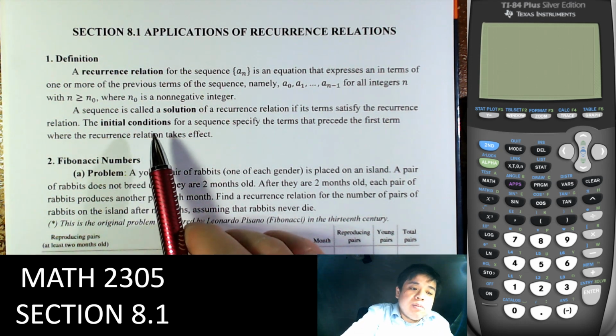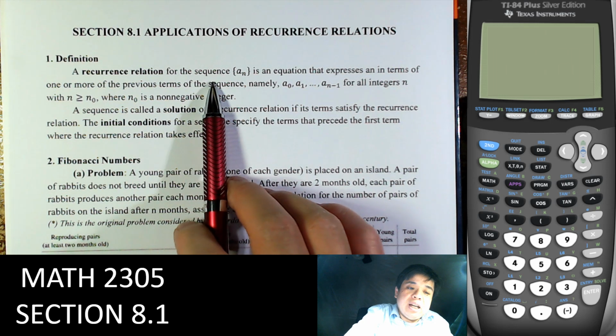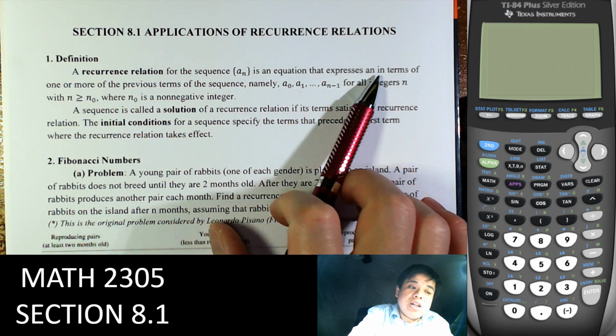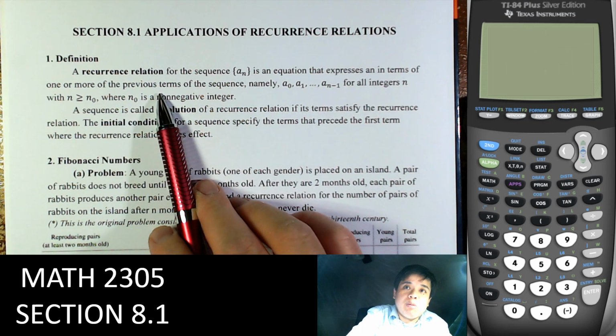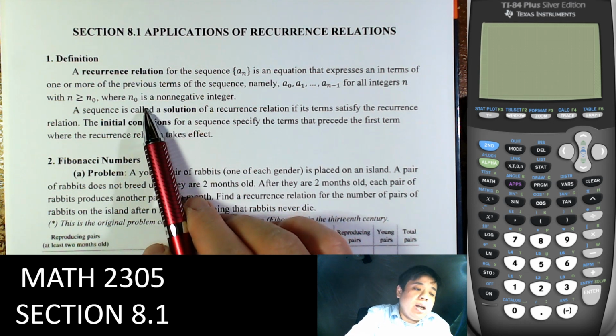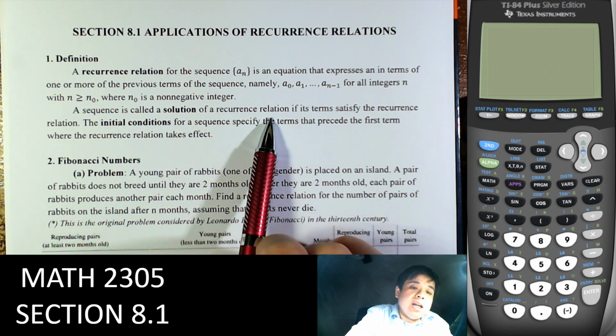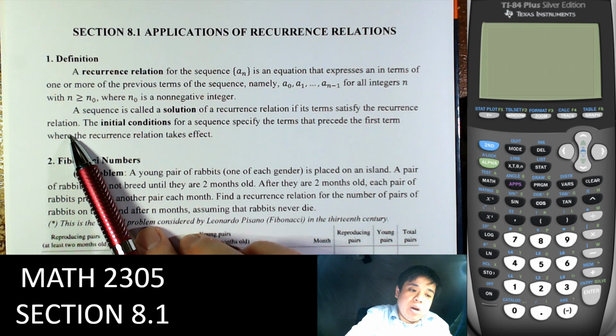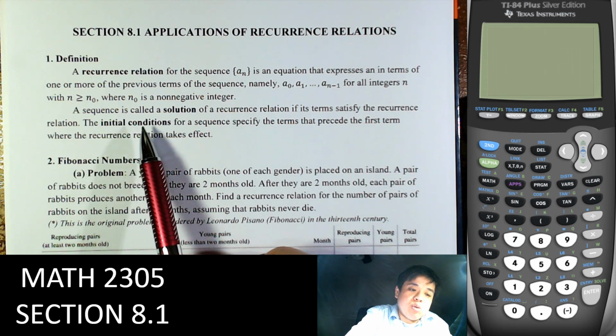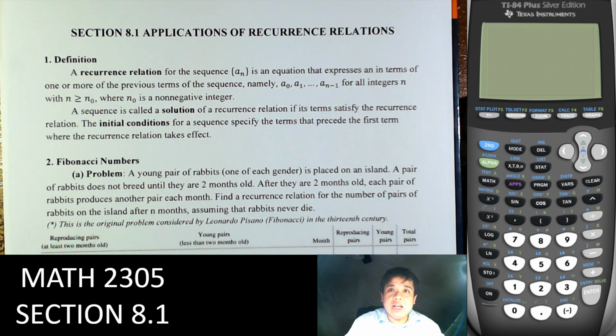A recurrence relation is an equation for a sequence that expresses a term in terms of the previous terms. It could be more than one term. A solution satisfies the recurrence relation, and because we have the initial conditions, that is where we start and how we get from one step to the next. So that is a recurrence relation. Now I will focus on the applications in this section by going over a few interesting problems.